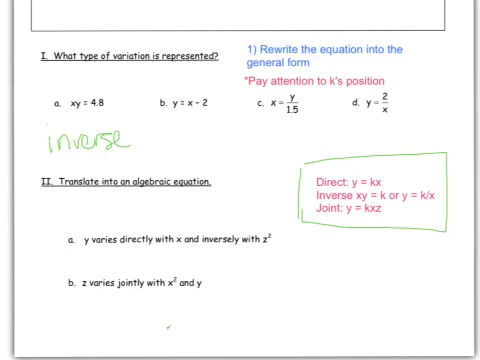Alright, B is y equals x minus 2. We don't have any types of variation where there's a minus sign or a plus sign, so this one's actually a trick question. It's none of the above.